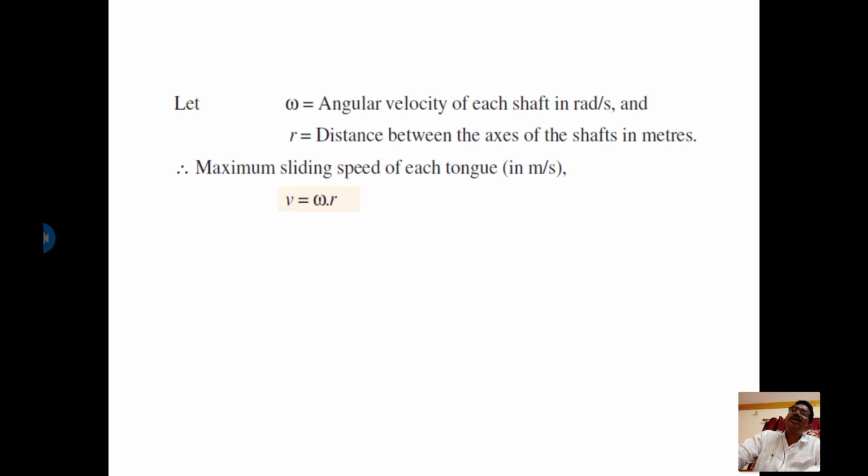Now omega is the angular velocity of each shaft, and r is the distance between the axes, then the maximum sliding speed of each tongue is V equals r omega. So this completes the double slider crank mechanism inversions. This completes the first unit of this total of 6 videos. In the next video we will start the second unit, that is straight line mechanisms.